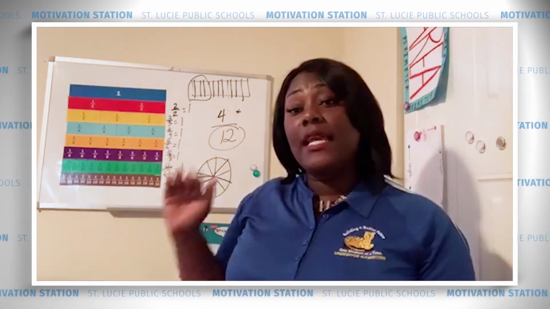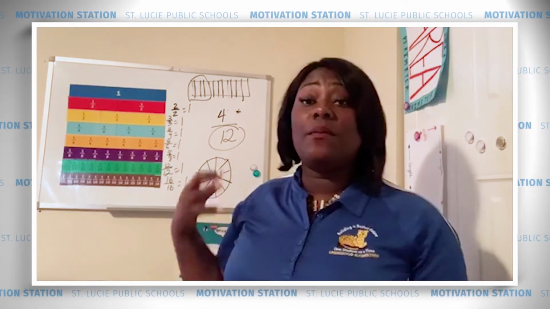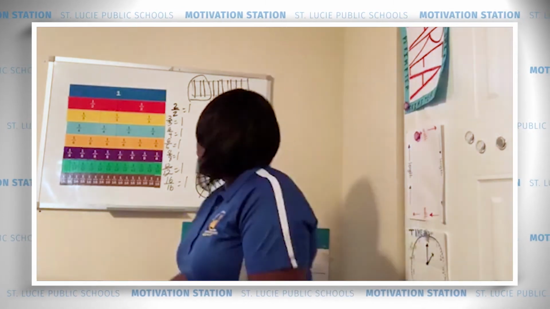So just a little information about numerators and denominators. Denominators refer to how many equal-sized parts the whole has been broken into. The numerator refers to the part of the fraction that you're describing, whether it's unshaded or shaded.